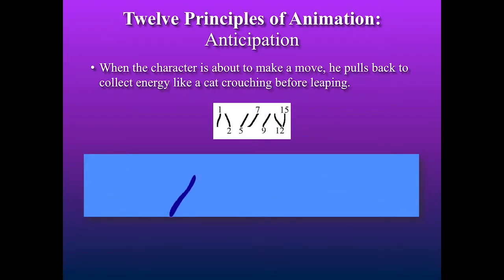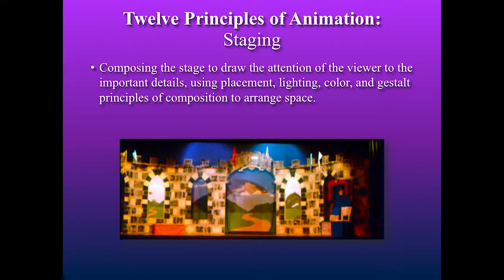Anticipation. When the character is about to make a move, he pulls back to collect energy, like a cat crouching before leaping. And here's a string running. And you can see those are the keyframes at the top in the production sketch.